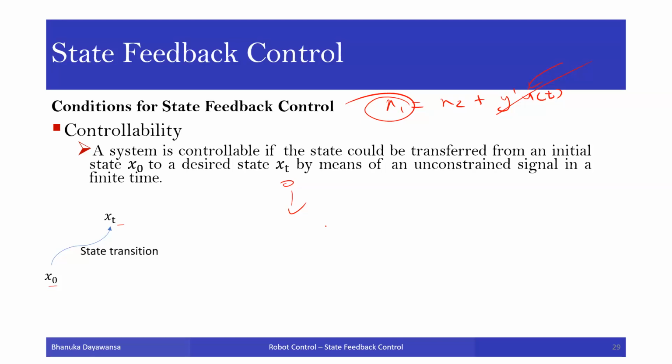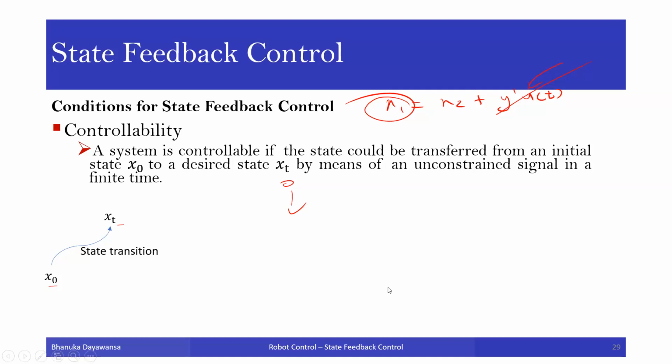So the system has to be controllable for us to implement the state feedback control. If any state variable is not controllable, then we can't do this. Then we have to go with some other method like adaptive control or gain scheduling. State feedback control cannot be done. So how do we check if the system is controllable?